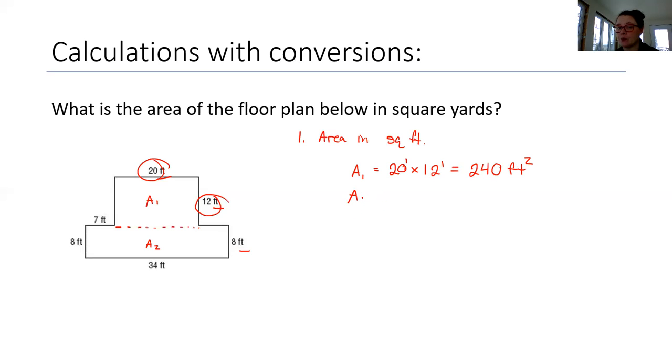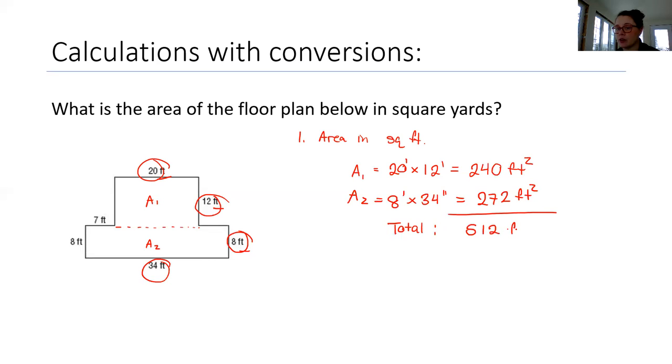Area 2. Let's calculate that. Well, we need a length and a width, so 8 and 34. This 7 is really extra information for us. We do not need to have at this point. So 8 feet by 34 feet gives us 272 square feet. Now we need the total. So adding those two together, I get a total of 512 feet squared.